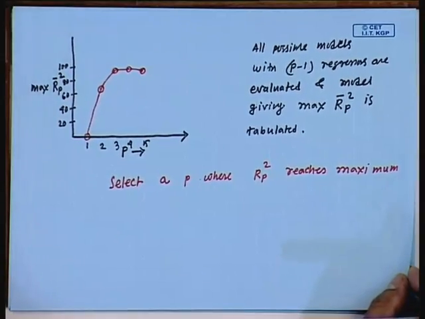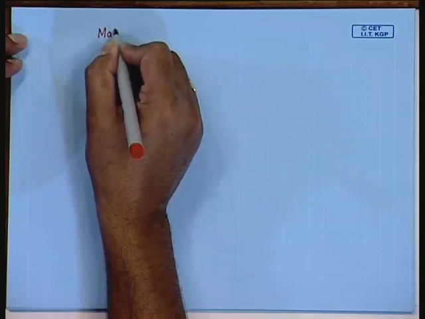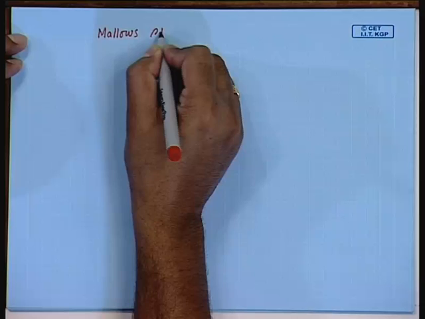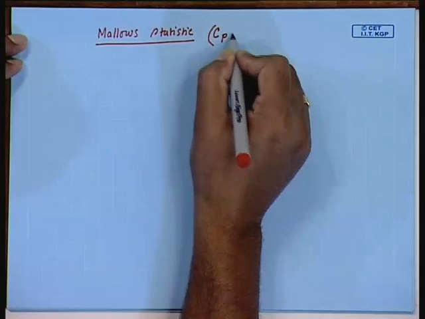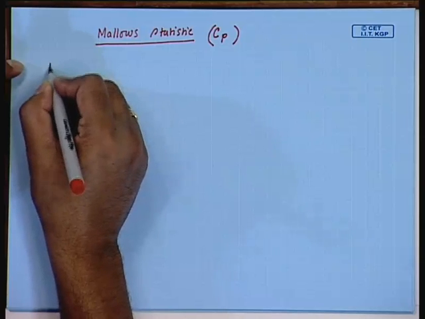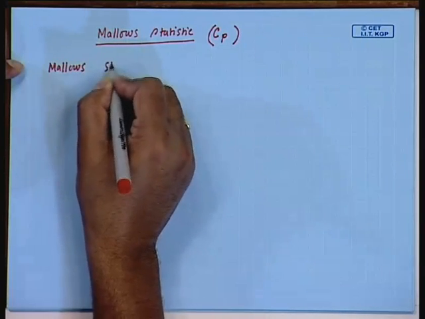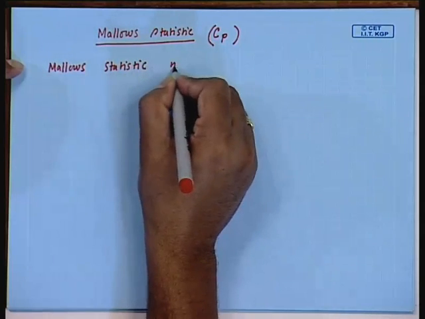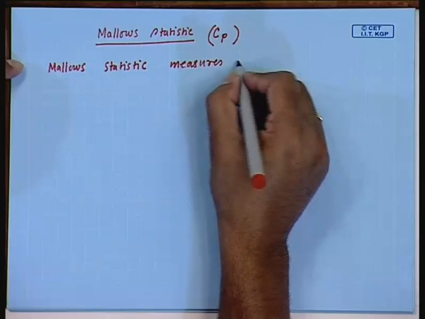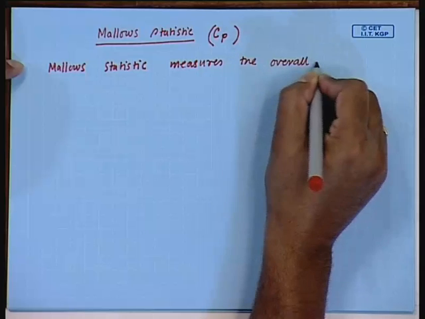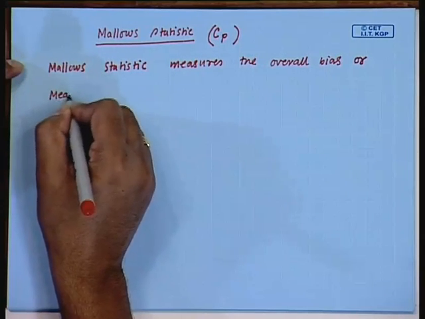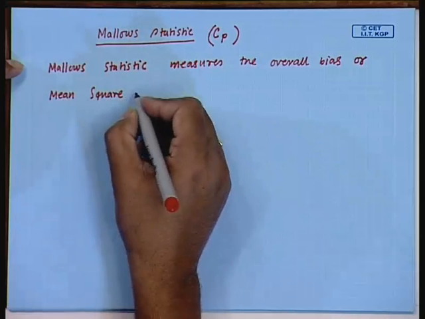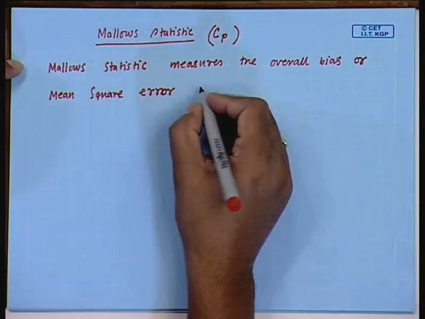Next we will be talking about one more criterion, that is called Mallows statistic, and it is denoted by Cp. Okay. So, this statistic measures the overall bias or mean square error in the fitted model.